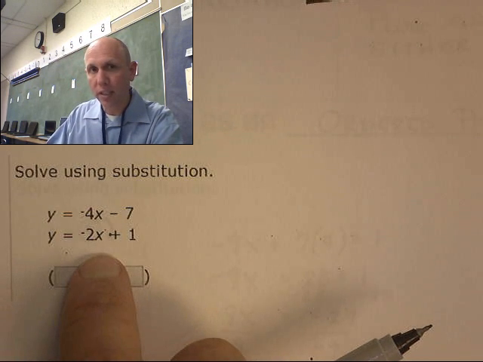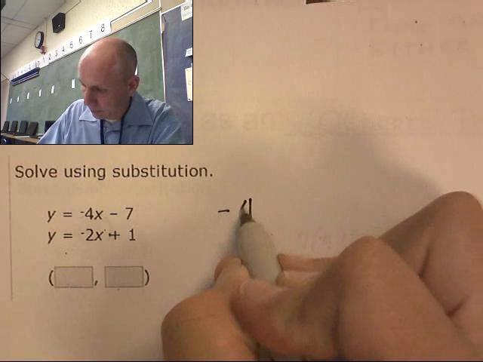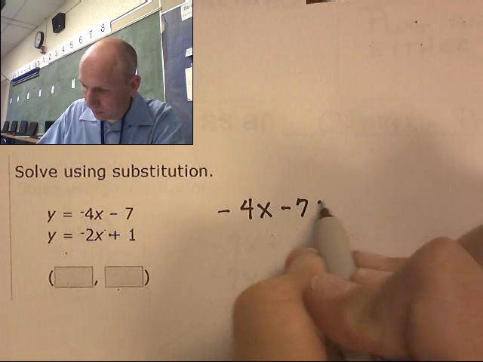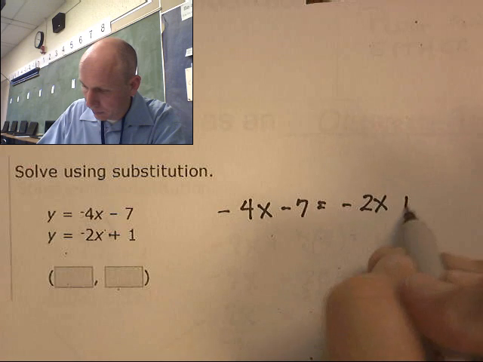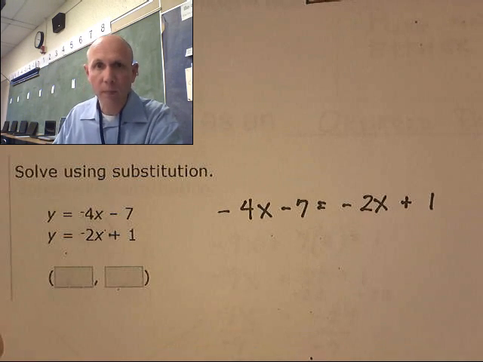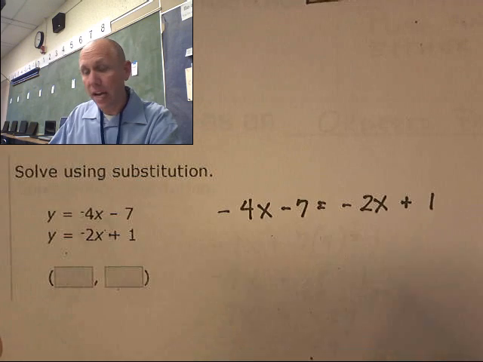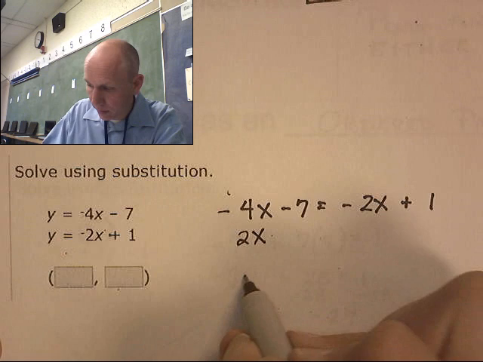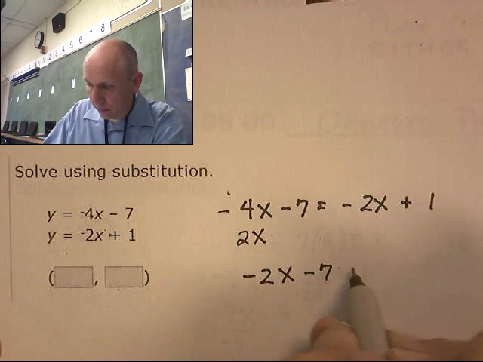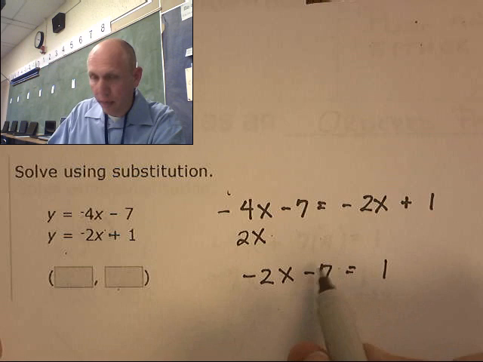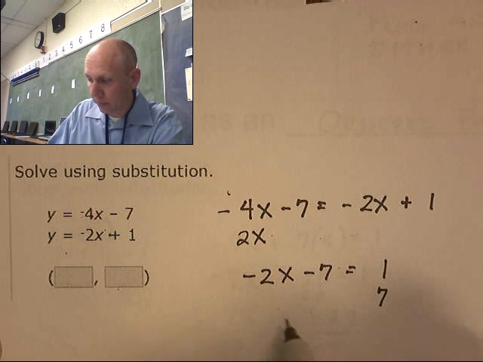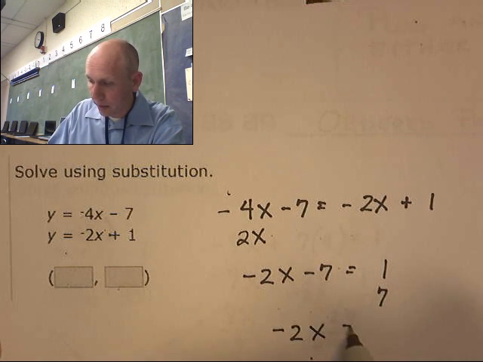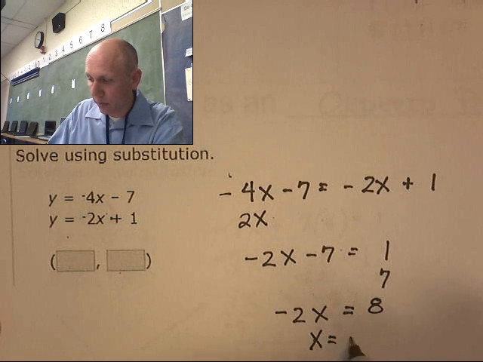I'll take my two equations and set them equal to each other. I'm now going to solve this for x. I'll pick these guys up, put them over there. That's going to be a 2x. I'm going to pick up the negative 7, drop it over there. Negative 2x equals 8. So x equals negative 4.